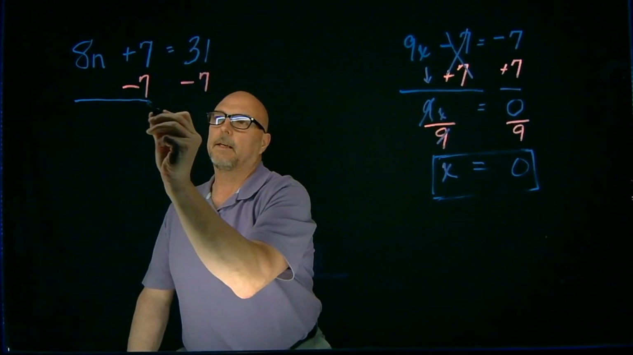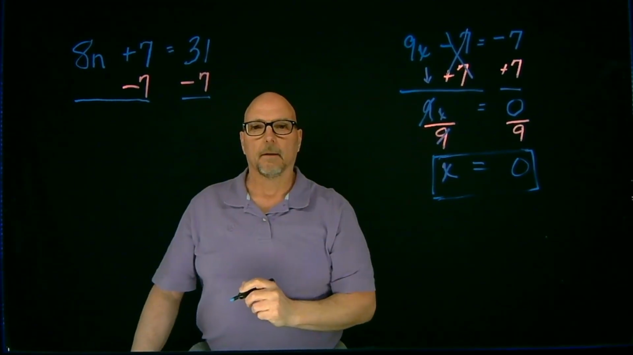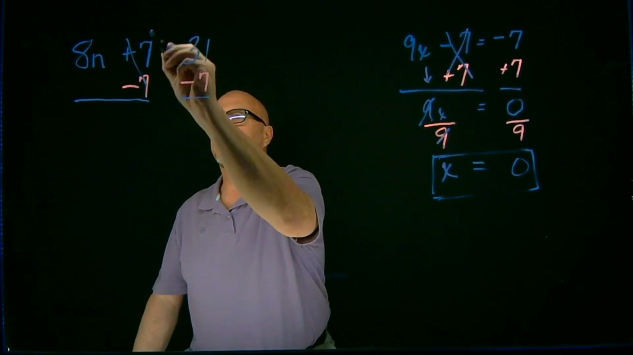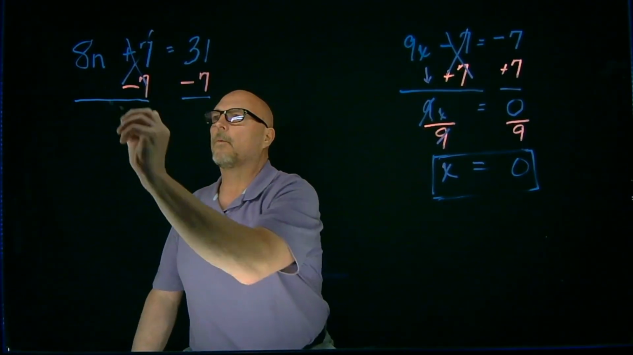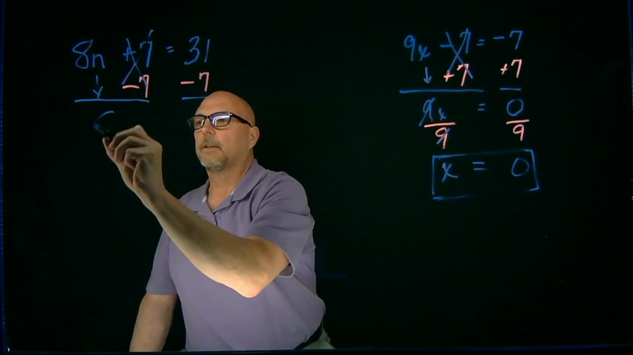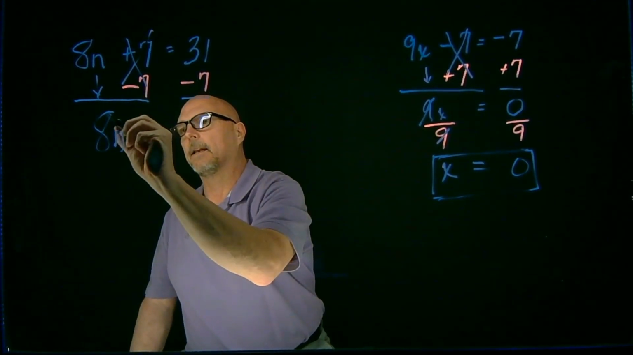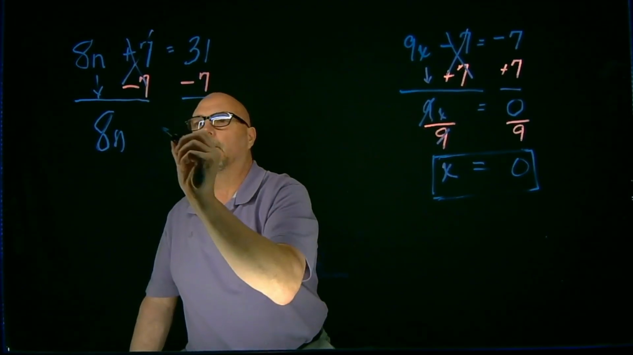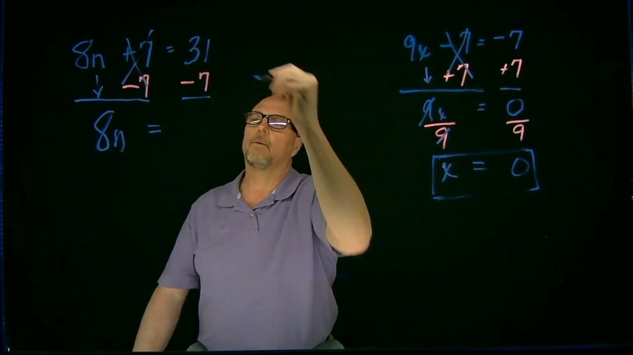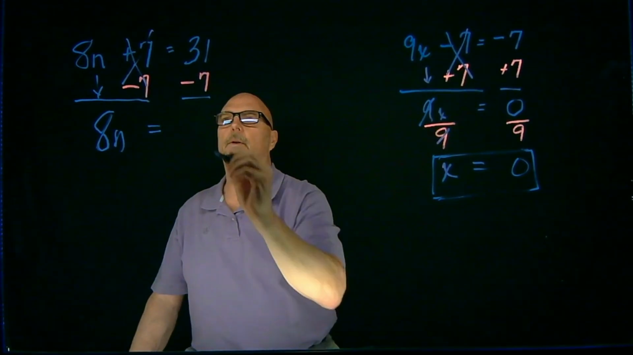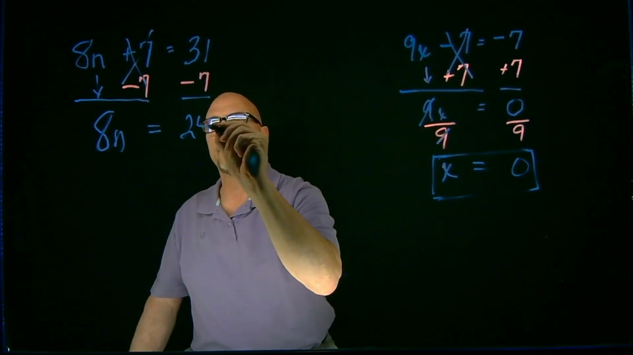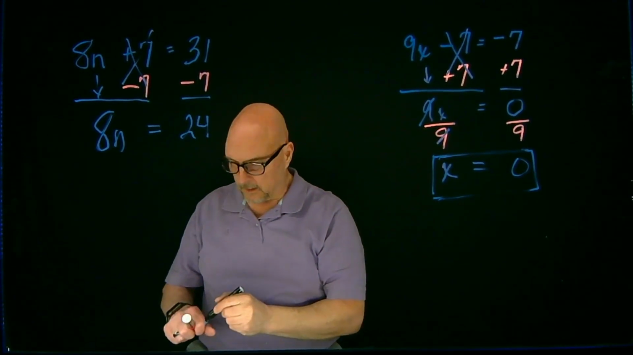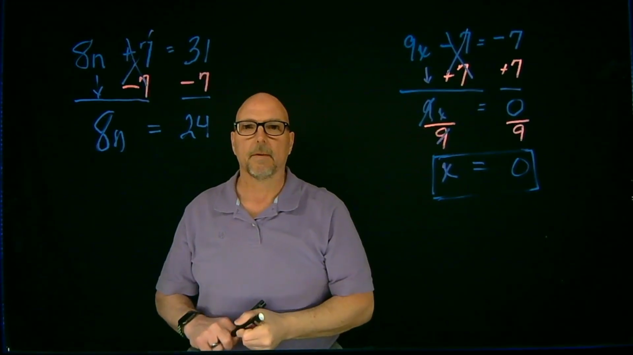And you'll get very good at these in short order. So what happens with the plus 7 and the minus 7? Well, they add off. That's what we wanted to have happen. That's going to leave us just with the 8n. My marker's not working so good. And what's 31 minus 7? Well, let's see. 31 minus 7, that's 24. Use a calculator if you need to. Don't be afraid to use a calculator.